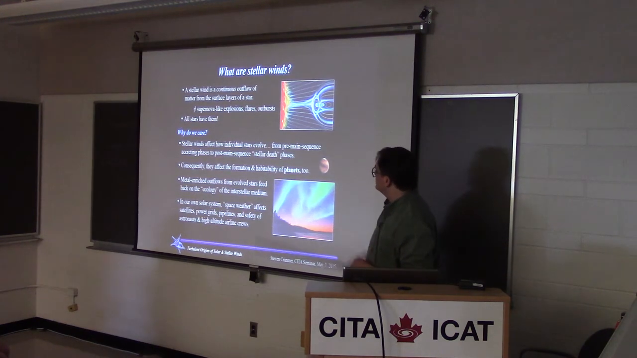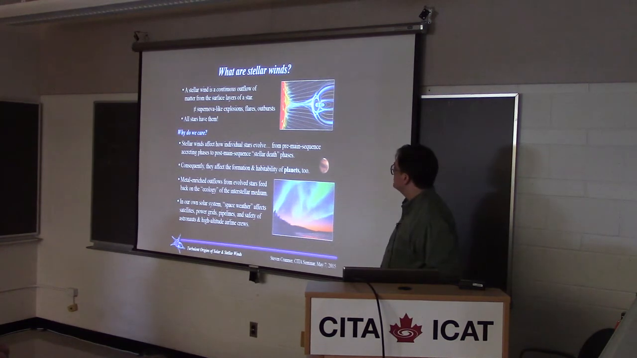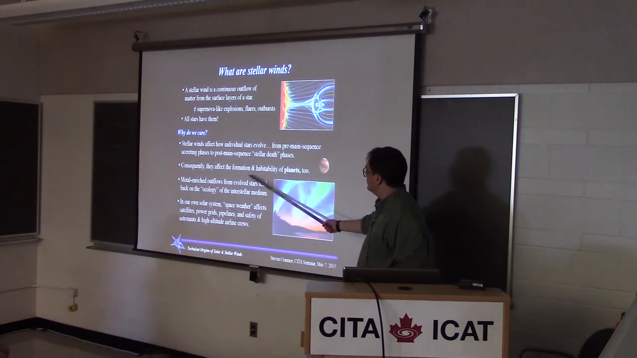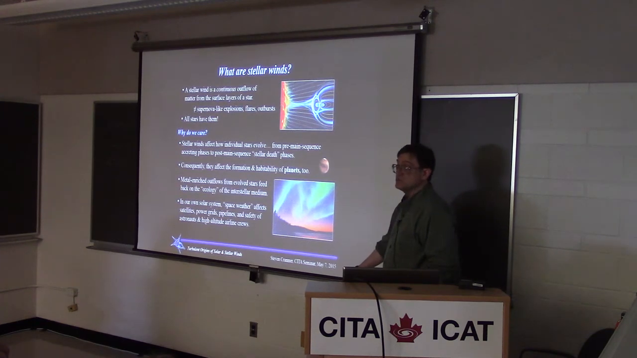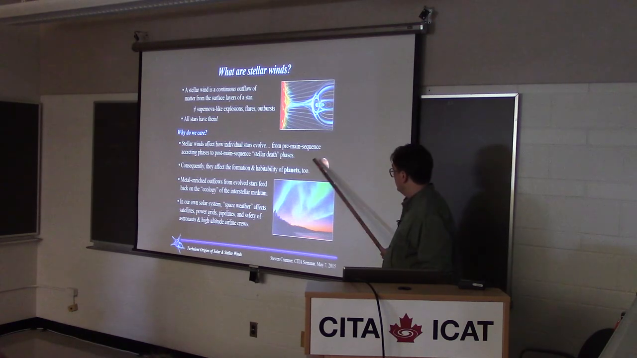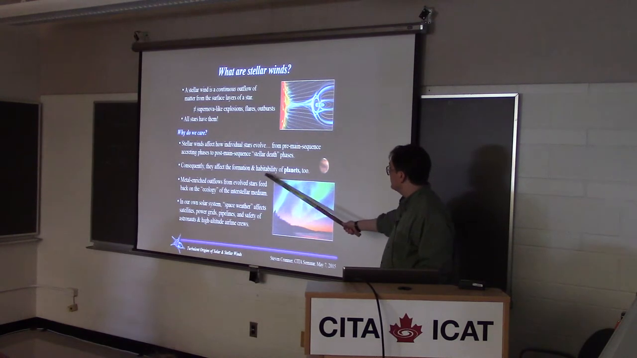A lot of talk recently about planets, right? Do stellar winds affect either the formation or the migration or the evolution and also habitability of planets? I've got this little picture of Mars here to remind me to mention that Mars was initially thought to have a much denser atmosphere than it does now. Because of its weak magnetic field, the solar wind pretty much ablated most of that atmosphere away and led it to its current sort of arid state. So it can certainly affect whether planets are habitable or not.